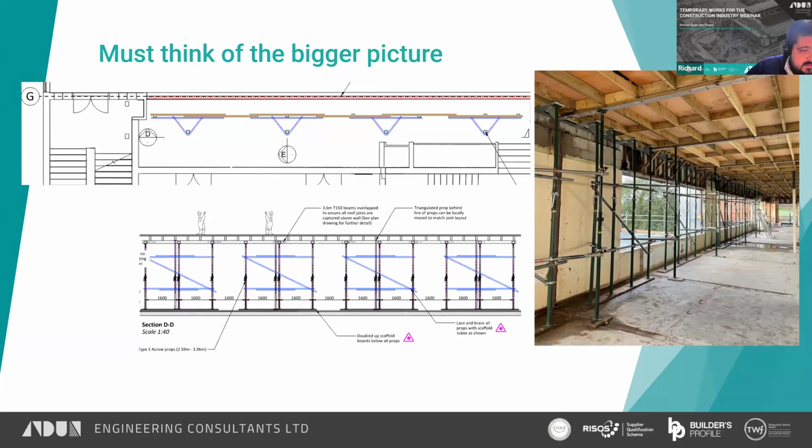So what we did is we triangulated the props here. It's a very easy system to add on to a line of props that we're putting in. So all you do is triangulate it back, and then that gives it a lot more stability to resist wind loads and any lateral loads that were occurring in this roof.